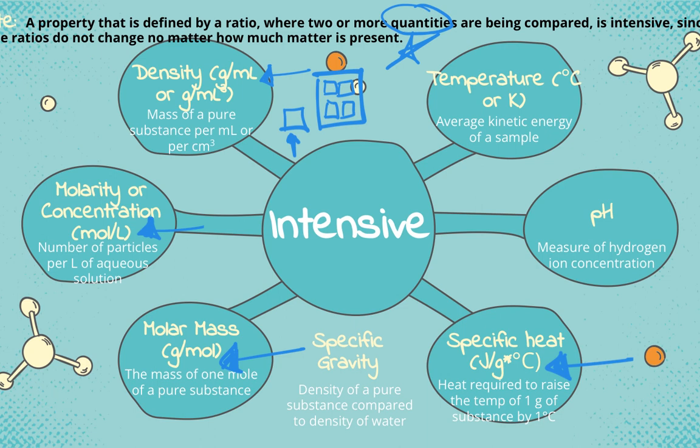The same thing happens with molar concentration, molar mass, specific heat. Specific gravity I skipped over, which is the density of a pure substance compared to the density of water. So the key word there is density and density. So again, I will have a ratio, making that an intensive property.